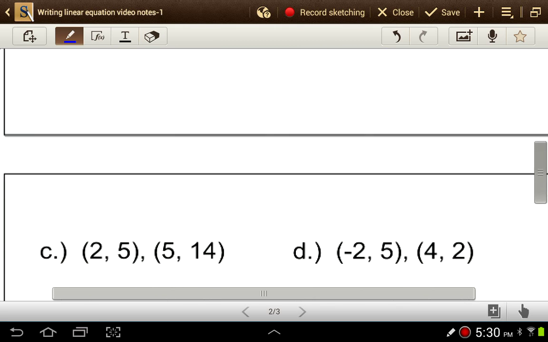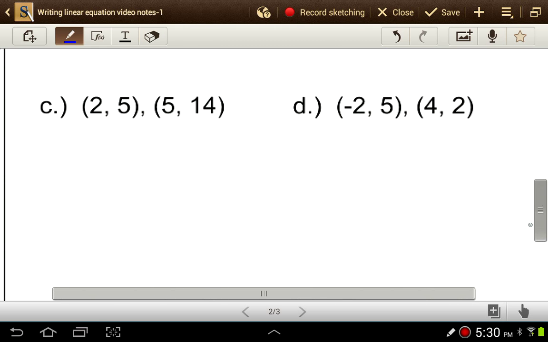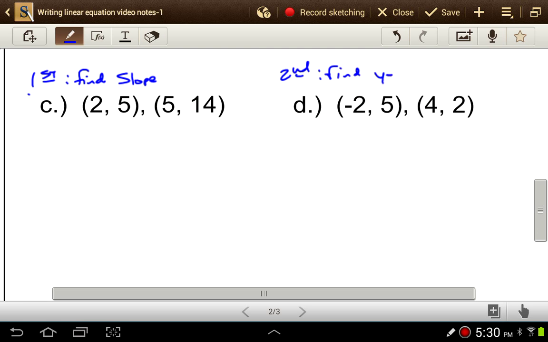For C and D, this time I do not give you the y-intercept. So in order to answer these, first you find the slope. And then once you have the slope, then second, find the y-intercept. Okay, and I'll show you how to do that in a second. Okay, so first let's find the slope for C.